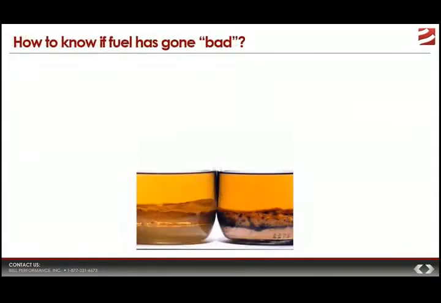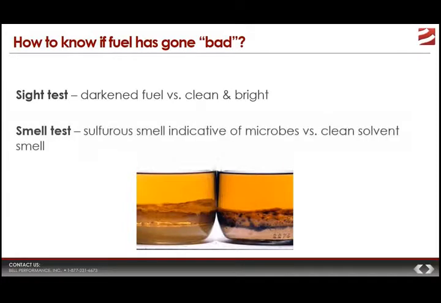All right, how do you know if fuel's gone bad? We know that fuel doesn't last as long as it used to, but how do you know if it's gone bad or not? Well, there are a number of things you can do.